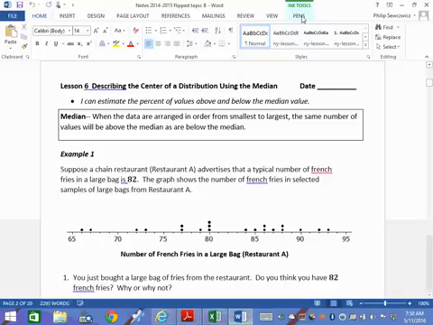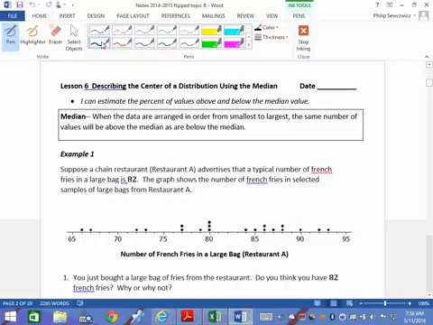All right. What we're doing is we're looking back at our friend median, which we've certainly seen, but now we're looking at it in a longer list of numbers. So median: when the data are arranged in order from smallest to largest, the same number of values will be above the median as are below the median. In other words, it's the middle number. Do keep that in mind. Middle number. Again, we do have to put them in order first.